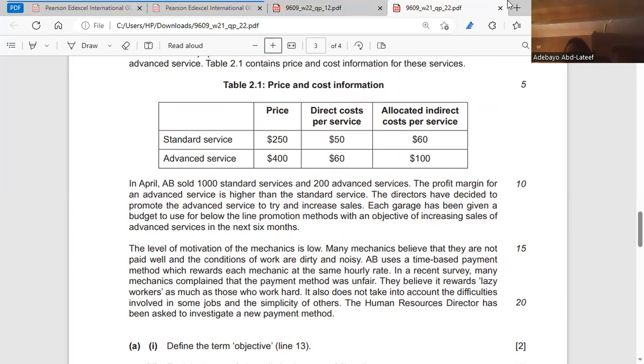So we need to get the total revenue first. The total revenue will be $250 multiplied by the quantity. They said sold 1,000 standard services and 200 advanced services. So the quantity for standard is 1,000. The quantity for advanced is 200. Okay. So how do we get our total revenue?